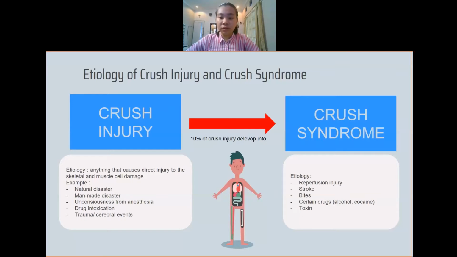Besides, crush injury can also occur after periods of unconsciousness from anesthesia, drug intoxication, trauma, or cerebral events. 10% of crush injuries develop into crush syndrome, which has severe and extensive metabolic disturbance. Ischemia, reperfusion injury, stroke, bites, certain drugs such as alcohol and cocaine, and toxins can also cause crush syndrome.